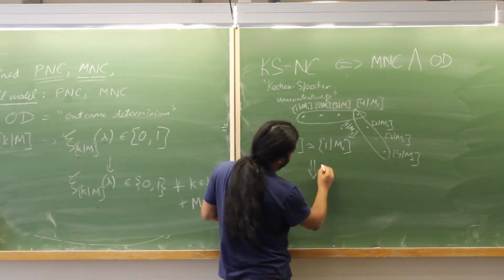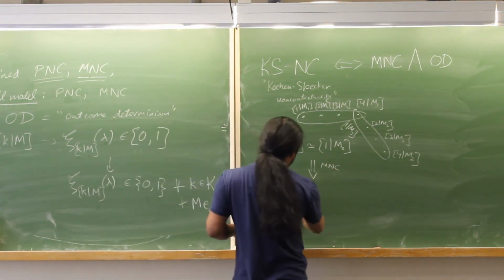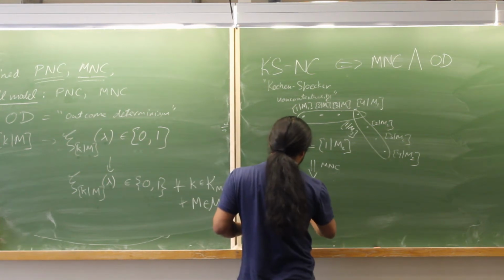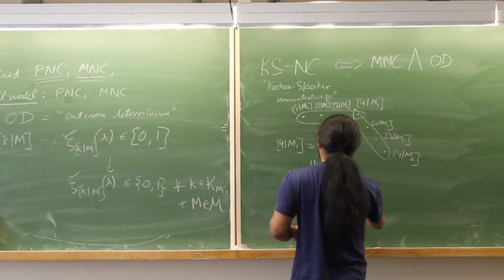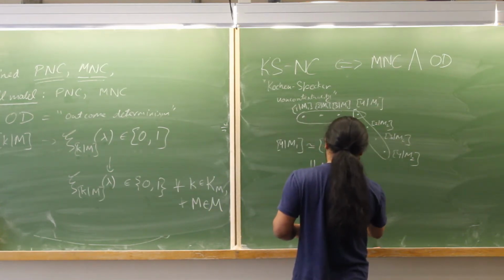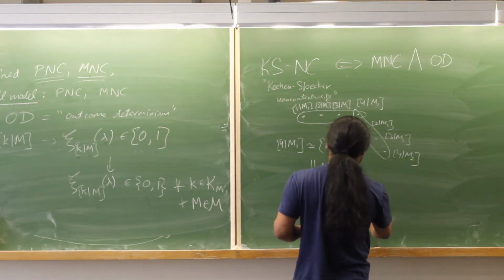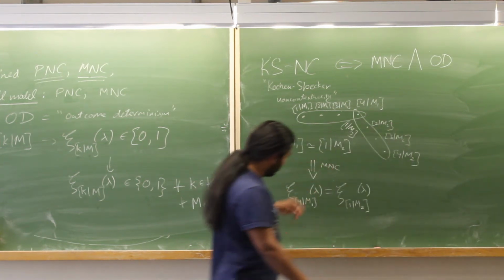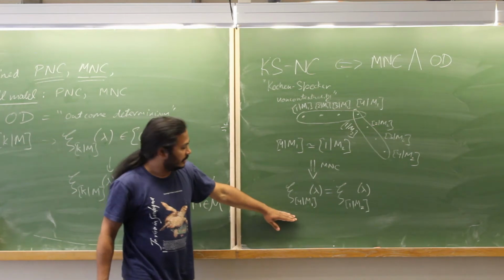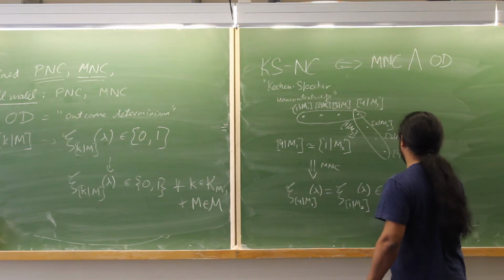So this implies by measurement non-contextuality that the response function I should choose for 4 given M1, lambda, should be identical to the response function of the other one. So this is of course an assumption, it's not a logical implication, it's only true if you assume measurement non-contextuality. And when I say outcome determinism, I'm adding the further restriction that these are 0, 1 valued.